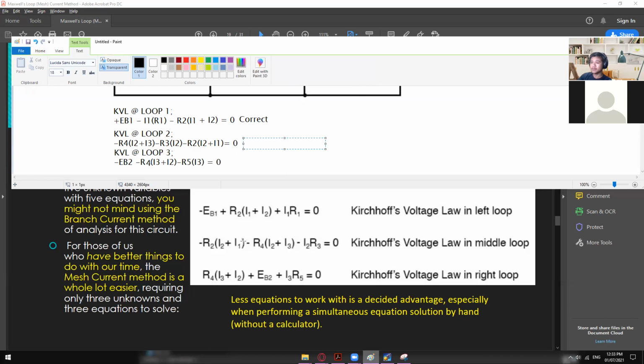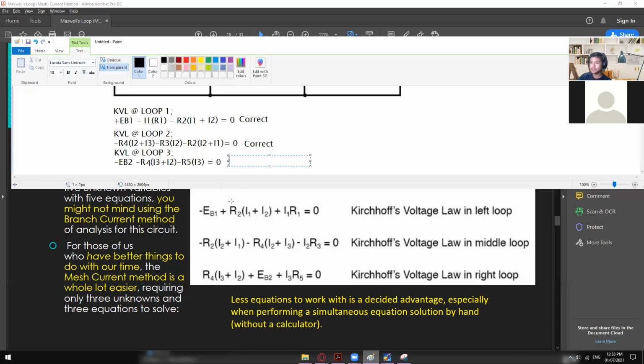So negative R4 times I2 plus I3, and then followed by R3 times I2, which is now this one. And then the last one is negative R2 times I2 plus I1. This one is also correct.